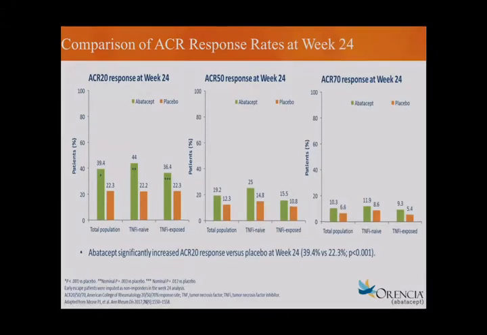Here are the results, ACR20 response at week 24. Abatacept is represented by the green bar, and the placebo by the orange bar. You can see that almost 40% of patients who received abatacept achieved the ACR20, while 22% of those on placebo achieved the ACR20. So there is a clear superiority for the abatacept group over the placebo, and it was a statistically significant difference.